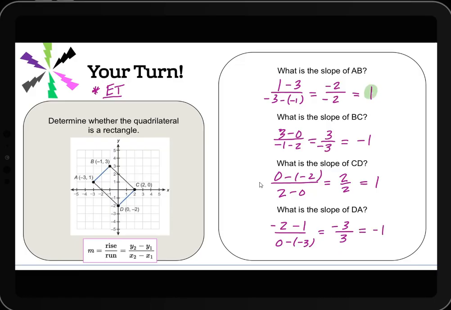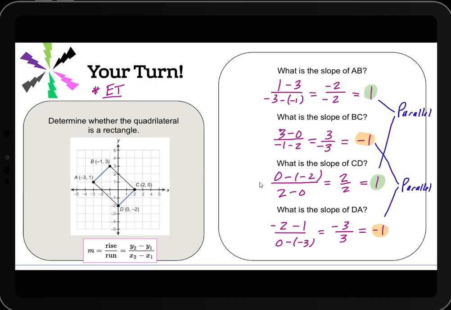Highlighting these two in green shows that they are the exact same slope. This indicates that for these two, they are parallel, particularly the segments in question, AB and CD. Highlighting this in orange here, we can see that these two are the same. So what that indicates is that these two are also parallel.